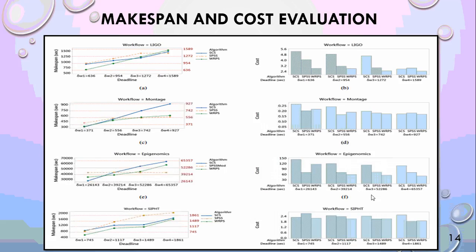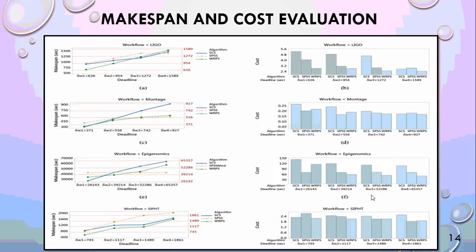So one of the most important factors to consider during evaluation is makespan and cost evaluation. Just for you to understand, the left side is the makespan and the right side of the diagrams are the cost graphs. The first row is for LIGO, the second for Montage, third for epigenomics, and the last one is for SIPHT. The reference lines are the four deadline values for each workflow, which is found on top of all the makespan charts.